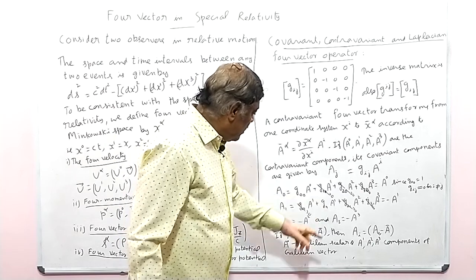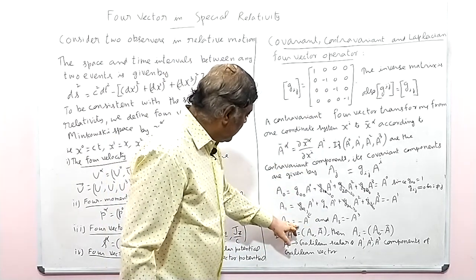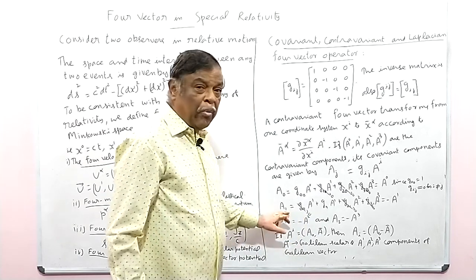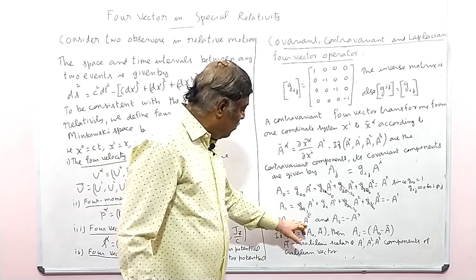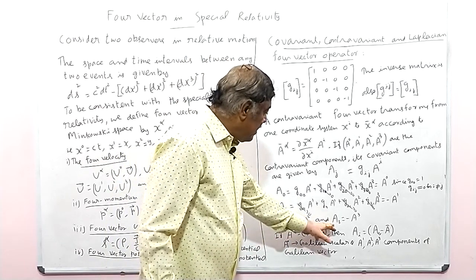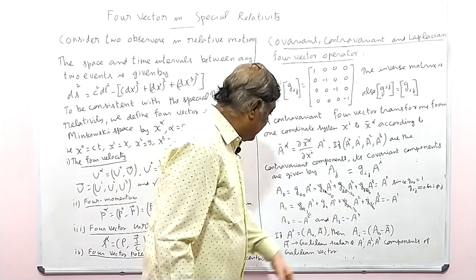Therefore G11 is equal to minus 1. So if you substitute here, this is minus A^1. So the covariant component A_1 is equal to minus the contravariant component A^1. Similarly, you can find A_2 is equal to minus A^2, and the covariant component A_3 is equal to minus A^3.